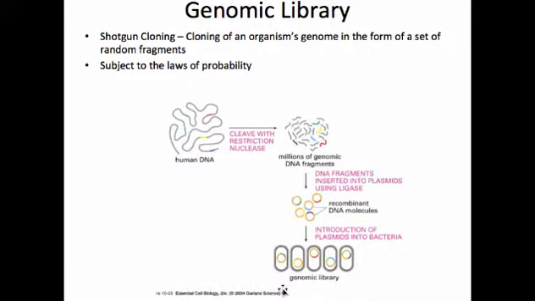So for instance, to put some numbers to that, for the human genome we need about 1,400,000 clones to be about 99% sure that we can include genes of a particular size, like a 10,000 base pair fragment.